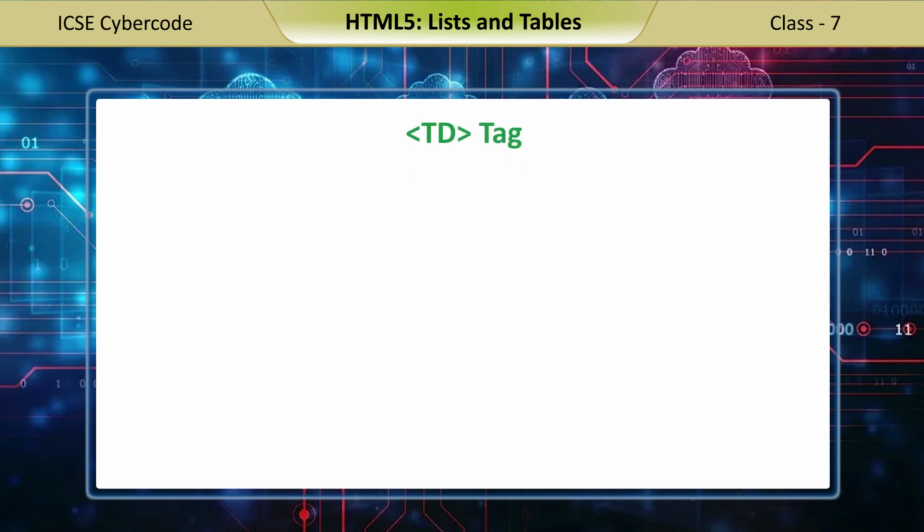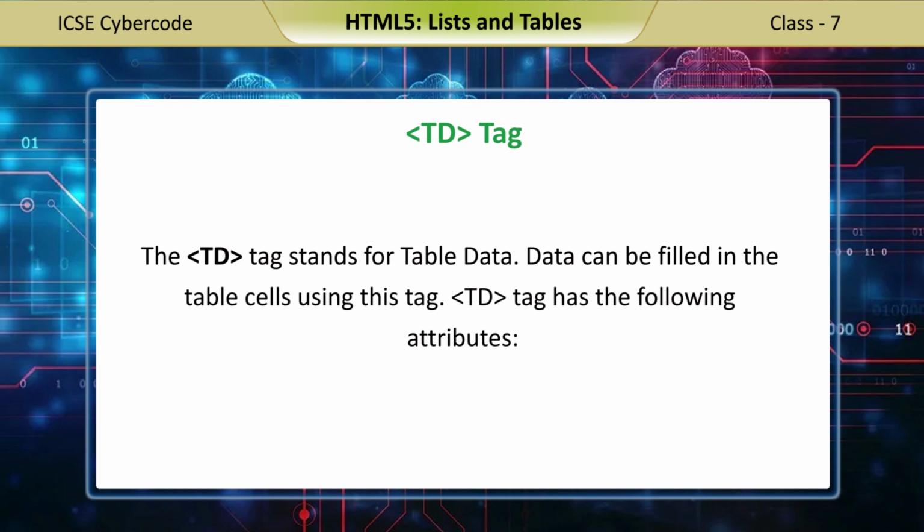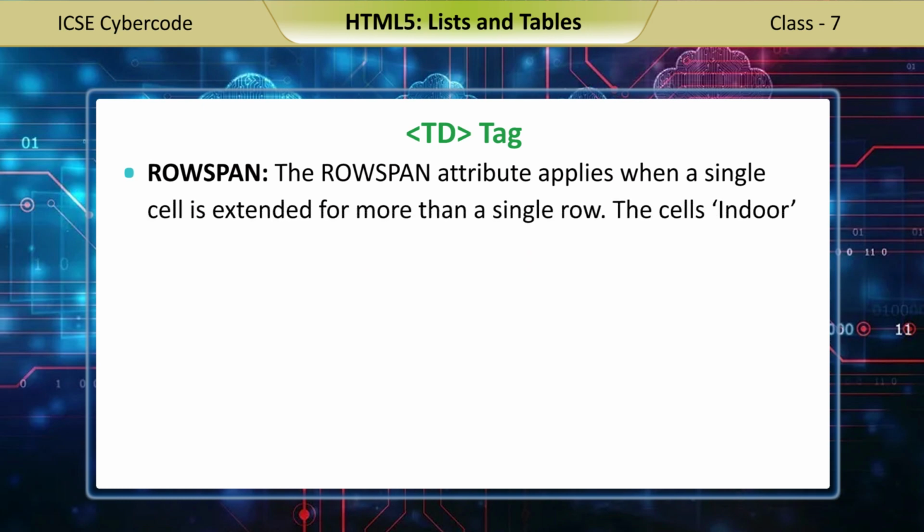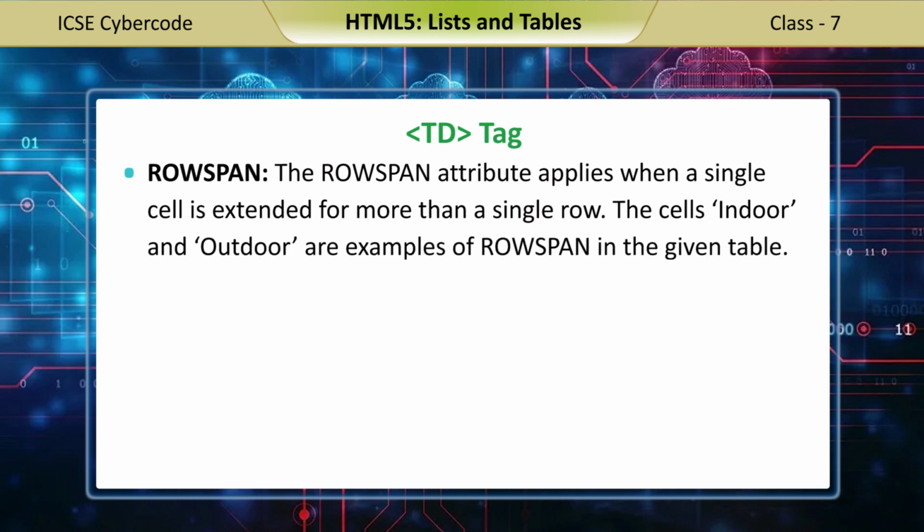TD tag. The TD tag stands for table data. Data can be filled in the table cells using this tag. TD tag has the following attributes. Rowspan. The rowspan attribute applies when a single cell is extended for more than a single row. The cells indoor and outdoor are examples of rowspan in the given table.